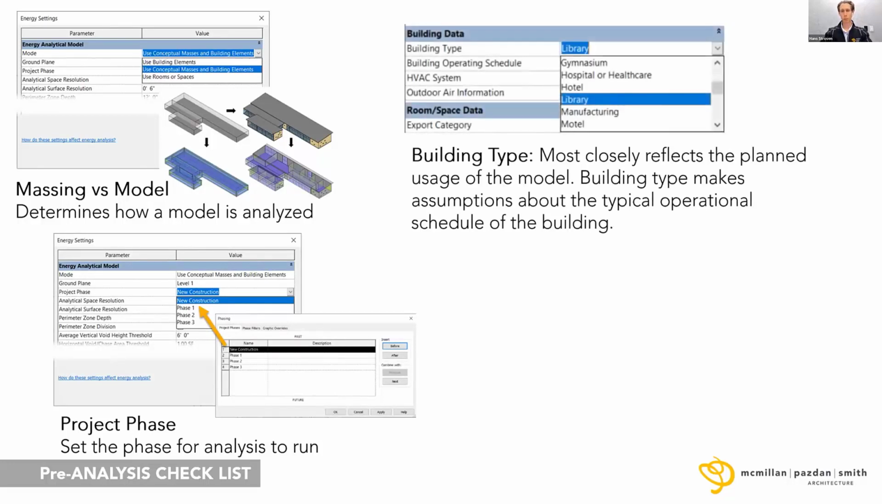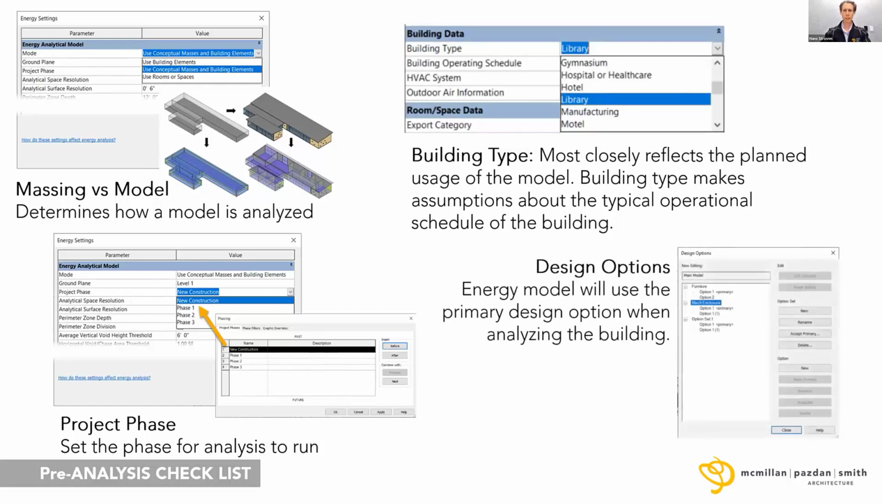Next is the building type. Once again, you're setting this to whatever the primary building type is, and then it's going to take pre-assumptions of that selected type and plug that into your energy model. And then design options. Design options aren't always used, but when they are used on the project, whatever is set to the primary design option is what the energy model will use when analyzing the building.